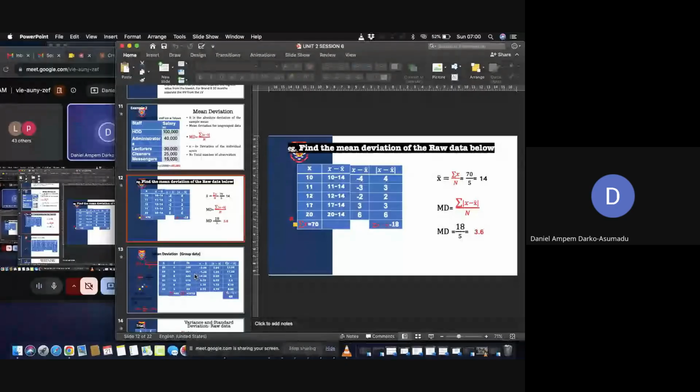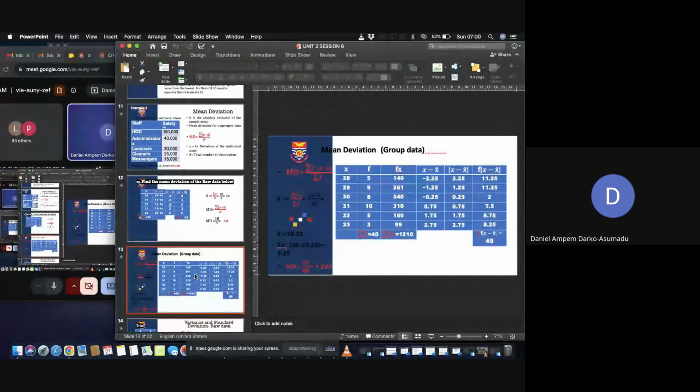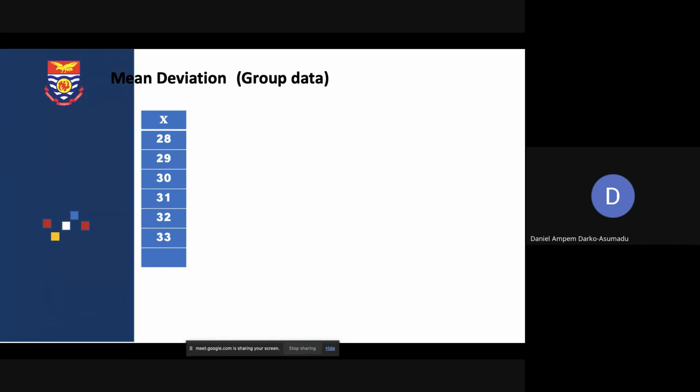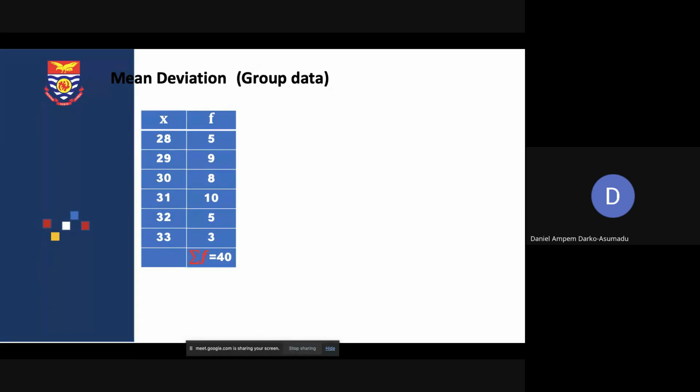Now let's look at mean deviation for grouped data. Here is where we tend to get confused. I'll give you the X values and the F values for grouped data, X and F. And this is the formula: summation F times the absolute value of X minus the mean, all over summation F.